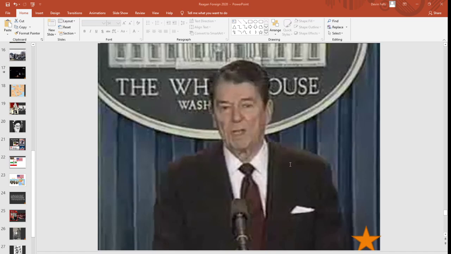And then number three, do you believe Reagan was involved in this affair? Do you think that Reagan knew that we were selling weapons to Iran and then using that money to buy weapons and give support to anti-communist rebels in Nicaragua? What do you think? Do you think the president knew?